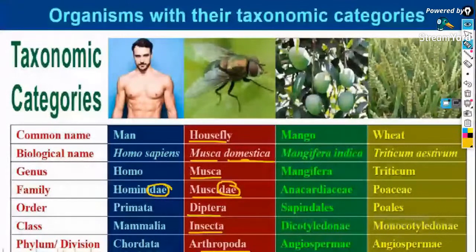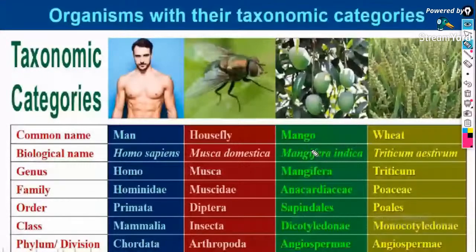Next you have the mango, Mangifera indica. Mangifera is the genus name, indica is the species name. I told you that in the case of plants the family name ends with aceae: Poaceae, Anacardiaceae. Mango is Anacardiaceae, and Poaceae is the family of wheat. In order, ales will be the ending: Sapindales, Poales. In class, you have Monocotyledonae and Dicotyledonae. Then in division, Angiospermae. I hope up to here it is clear for everybody.